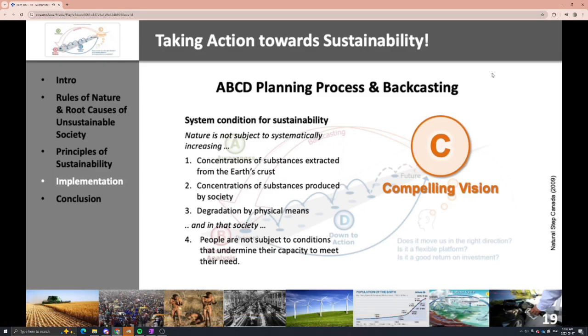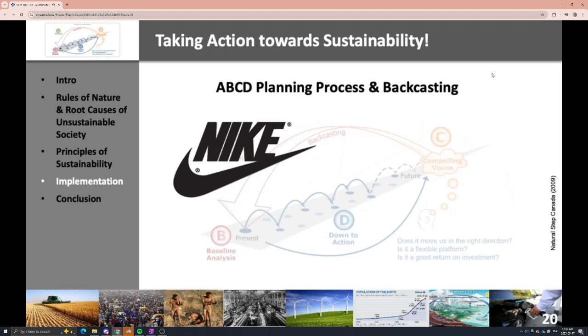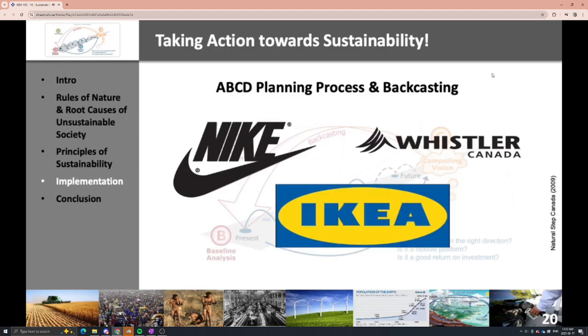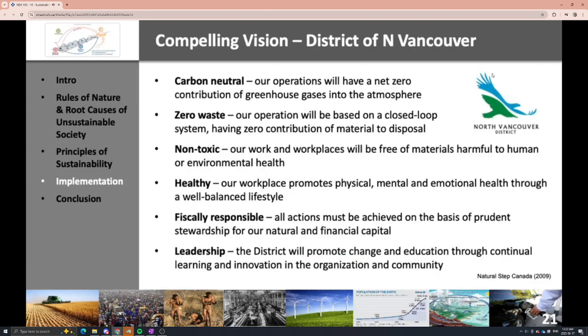There are many companies and organizations that have used the Natural Step ABCD planning process to examine where they are with respect to sustainability and what they want to do about it. Examples include companies like Nike, IKEA, or the municipality of Whistler ahead of the 2010 Olympics. What is shown here is the compelling vision of the District of North Vancouver that they came up with when they went through this process in the early 2000s.